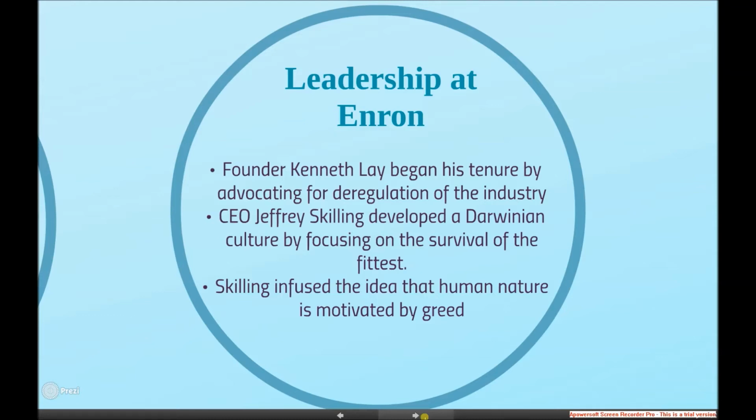The first was Kenneth Lay, who is the founder of the organization, and he began the attitude of breaking rules by advocating for industry deregulation and modeling not agreeing with established rules and changing the established rules. The second leader to look at very closely is the former CEO, Jeffrey Schein, who really infused that idea of the survival of the fittest into the organization and created an atmosphere of competition within the group.